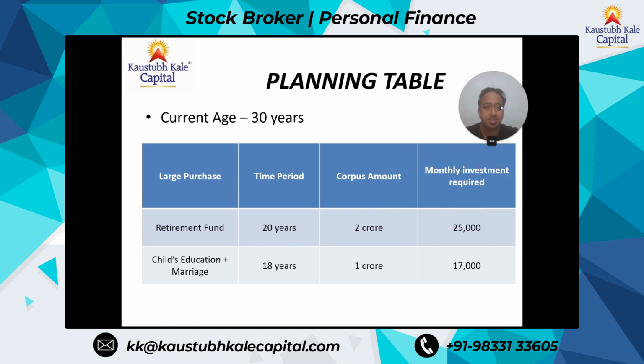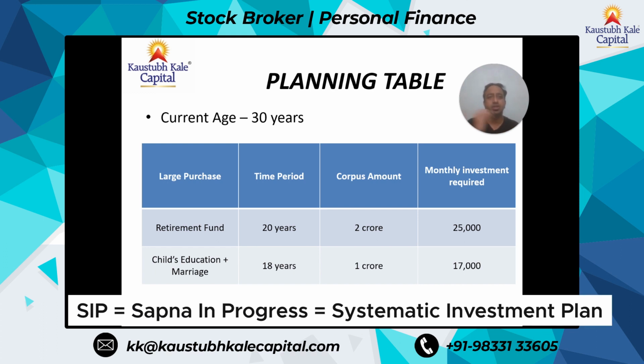So for example, let's look at this planning table. We are looking at this planning table for a person whose age is 30 right now. Say, for example, he wants to retire in the next 20 years. His targeted corpus is 2 crores. Please note 2 crores is a small corpus considering 20-25 years, but I've still assumed it for example purposes. Your monthly investment required through SIP mode in equity mutual fund, because that's the easiest, most convenient, flexible investment option, is 25,000 per month. The next is child's education and child's marriage, if he has another goal where he needs 1 crore in 18 years, 17,000 is required as an SIP. So SIP is a Systematic Investment Plan in equity mutual fund. This is how you analyze.